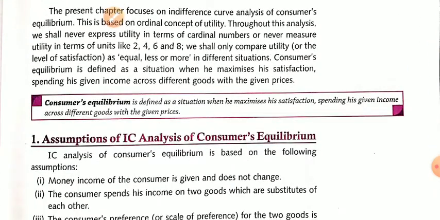First of all, what is consumer's equilibrium? You are all familiar that consumer's equilibrium is defined as a situation when he maximizes his satisfaction, spending his given income across different goods at the given prices. It is simply known as consumer's equilibrium. Whenever you hear this term, always keep in mind that consumer equilibrium means a consumer is at the highest level of satisfaction by spending his income at the market price of goods and services. The maximum satisfaction he is getting at that point is simply known as consumer equilibrium.